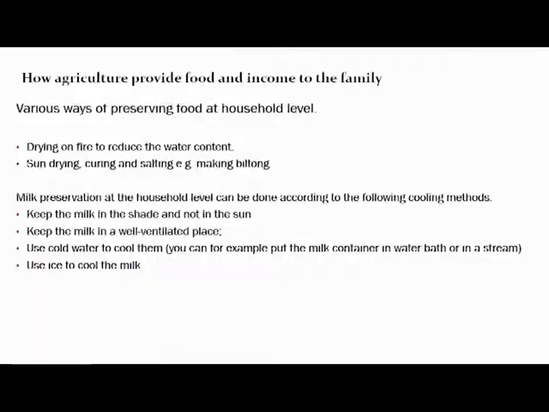Sun drying can be done in order to dry or to preserve meat, or in fact it reduces spoilage or rotting of meat, because drying is a good way of preserving at the household level where there's no electricity and there's no refrigeration system at the household level.